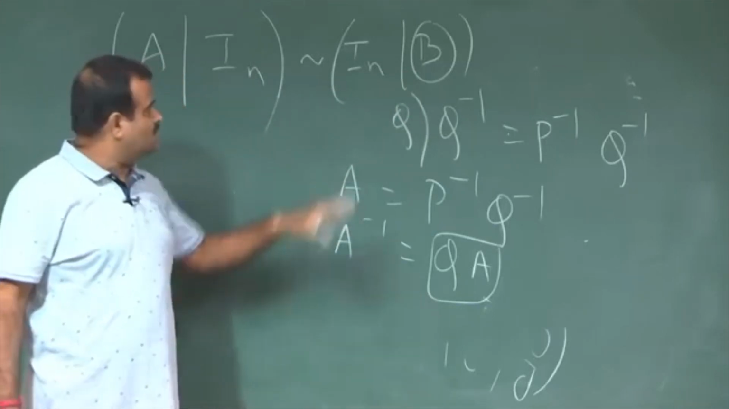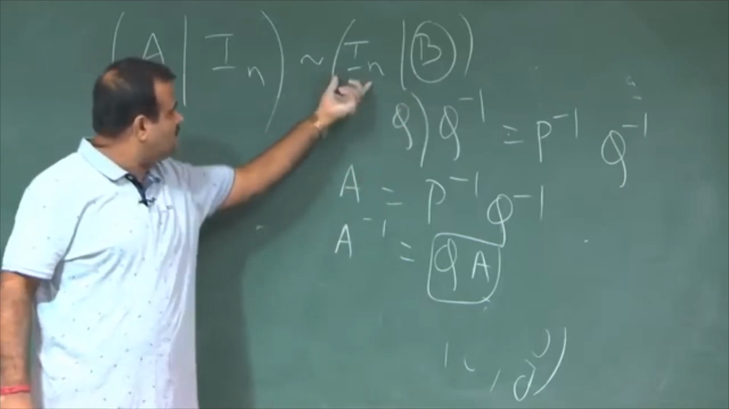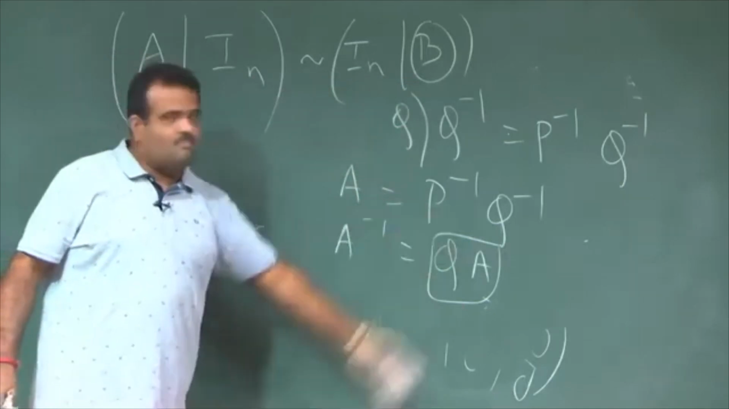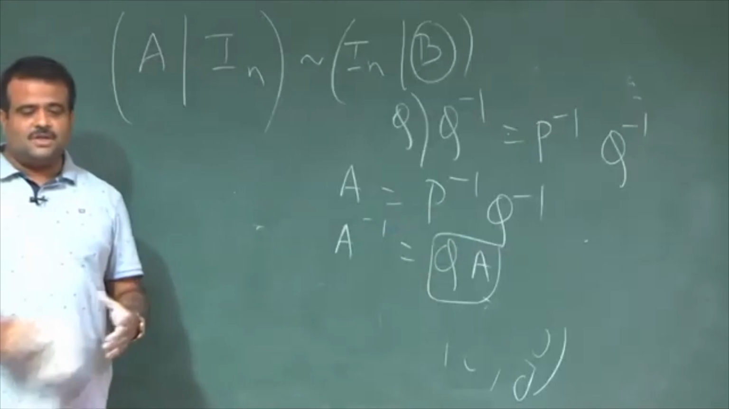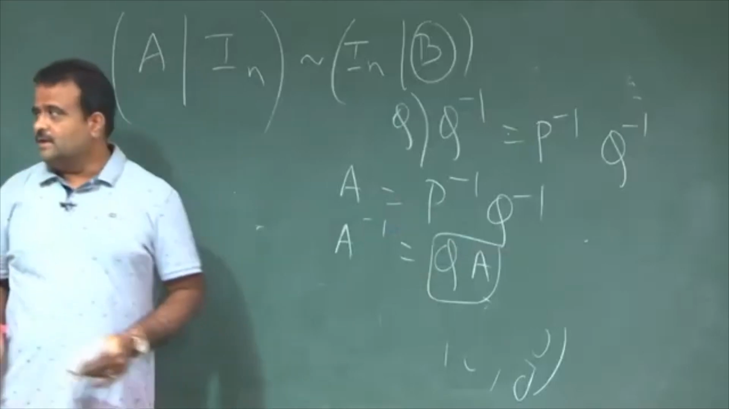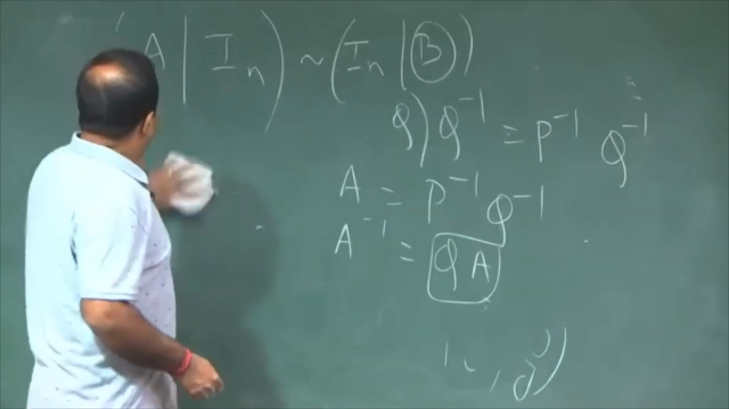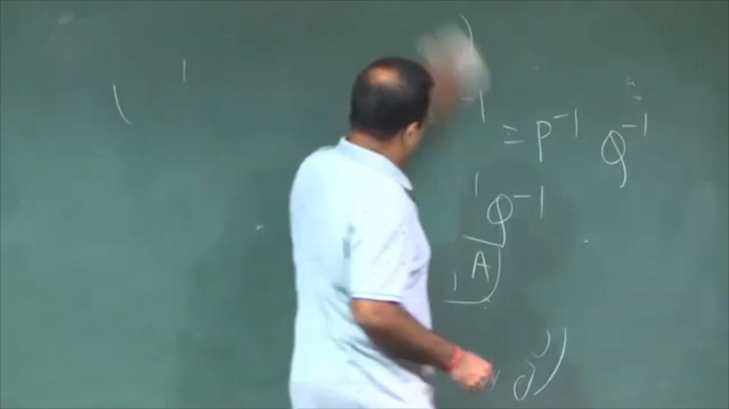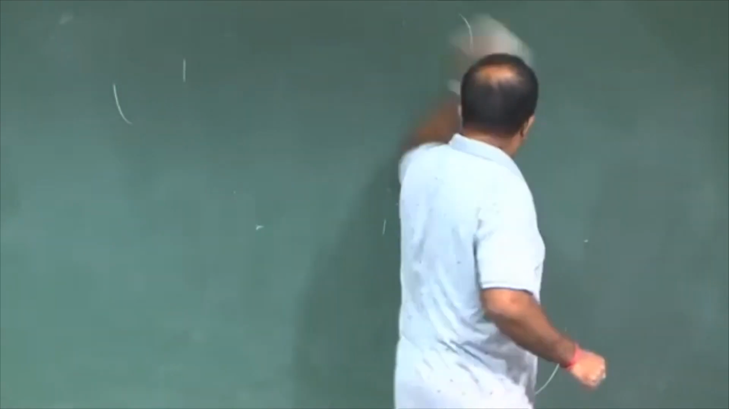B is the inverse of this, then this will be inverse. So, this is nothing but we are multiplying the PQ. So, that is why this will work. Okay. So, this is the way we find the inverse of a matrix.